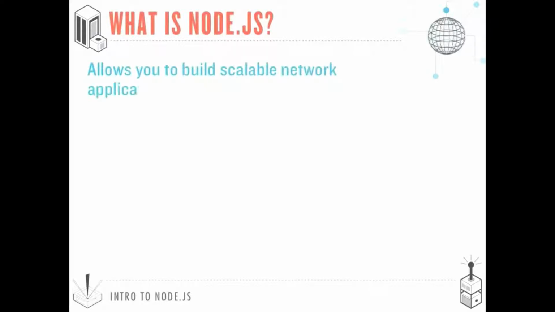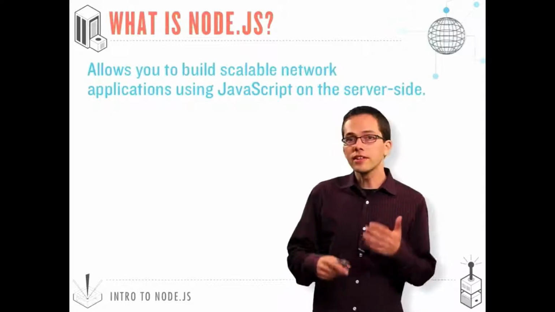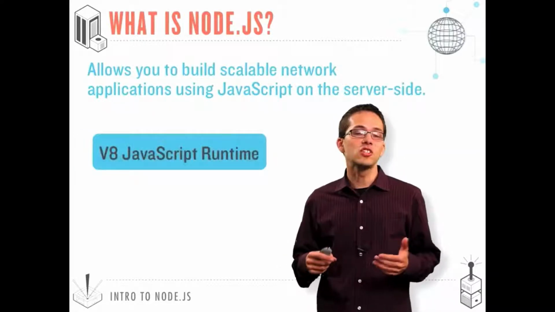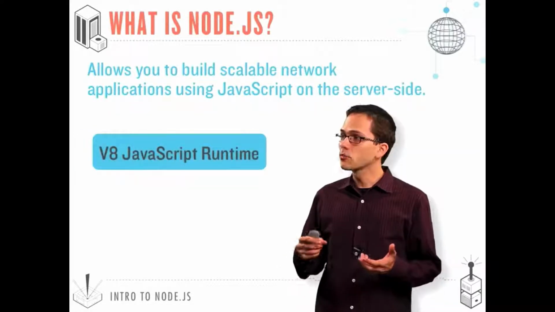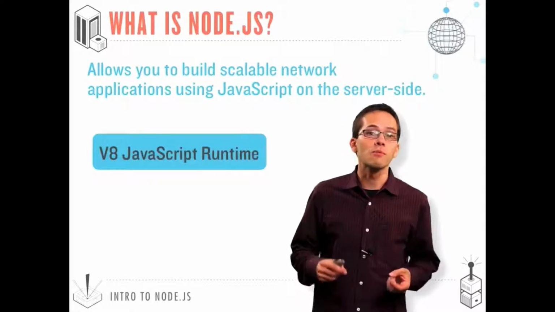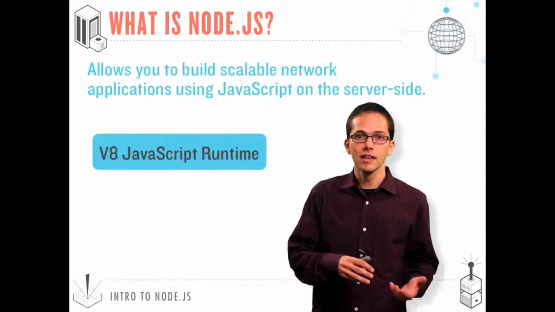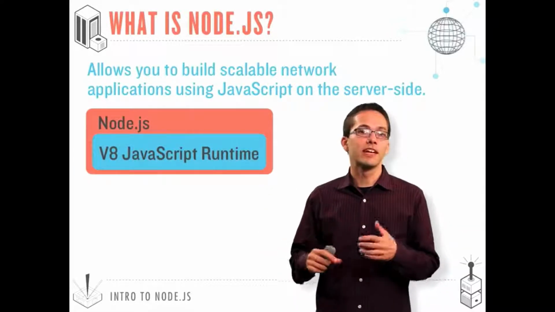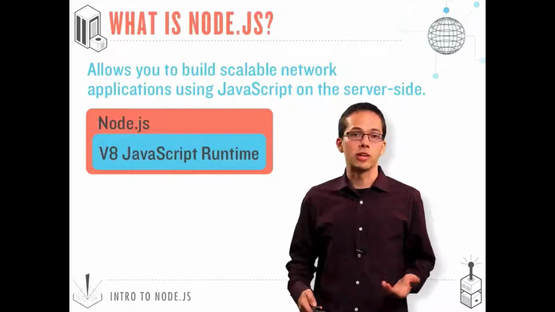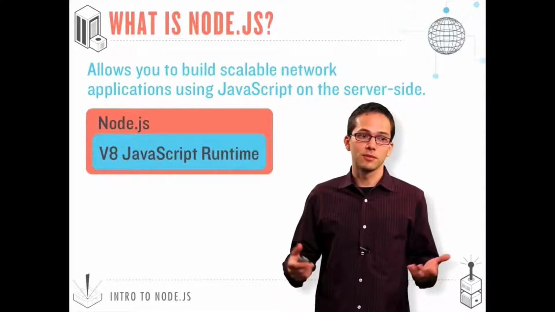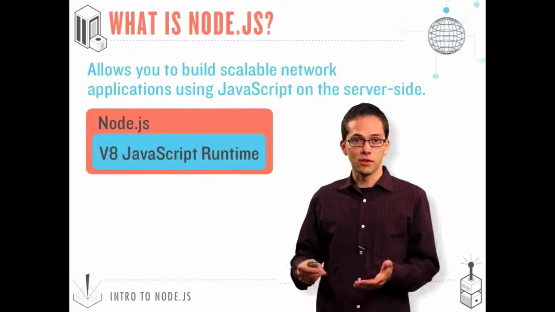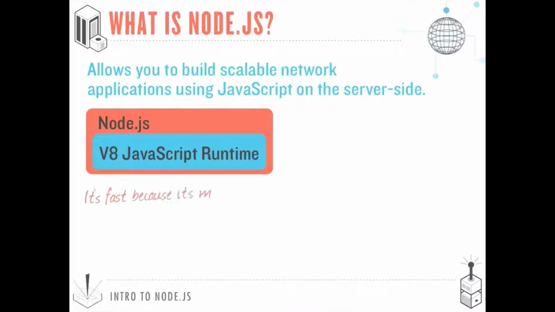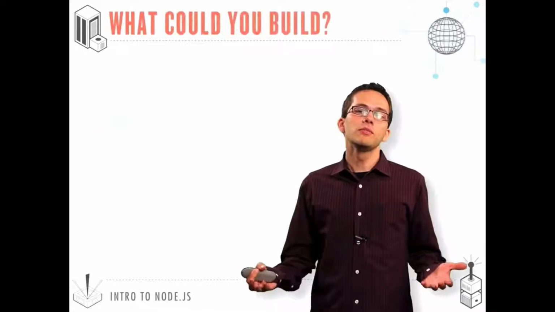Node.js allows you to build scalable network applications using JavaScript on the server side. Underneath the covers of Node, you're going to find the V8 JavaScript runtime. This is the same runtime that is used in your Chrome browser on your client side. What Node does is provide a wrapper around this entity, providing additional functionality for building network applications. It's really fast. Why is it fast? Well, if you look under the covers of Node and this runtime, you find it's all C. Obviously, it's very fast.